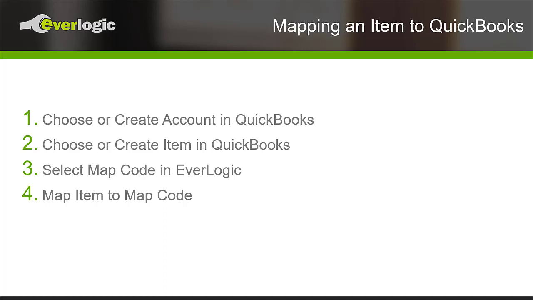Choose or create account in QuickBooks. Choose or create item in QuickBooks. Select map code in Everlogic. Map item to map code.